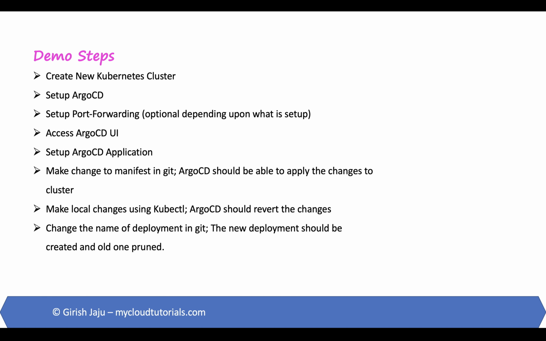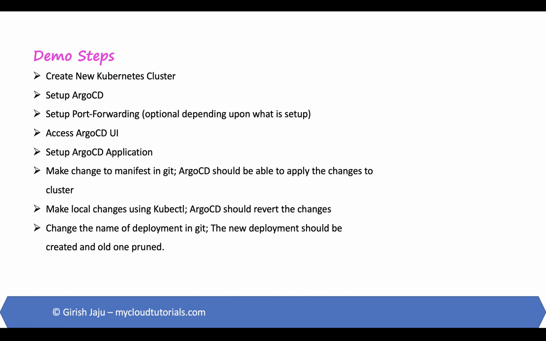If we change a manifest in Git, it should be able to apply those changes to the cluster. We will also test some self-healing, like how I discussed. We will change the cluster directly using kubectl, and Argo CD should be able to revert the changes. Similarly, we will also change the name of a deployment in Git, and it would prune the old deployment and create the new deployment.